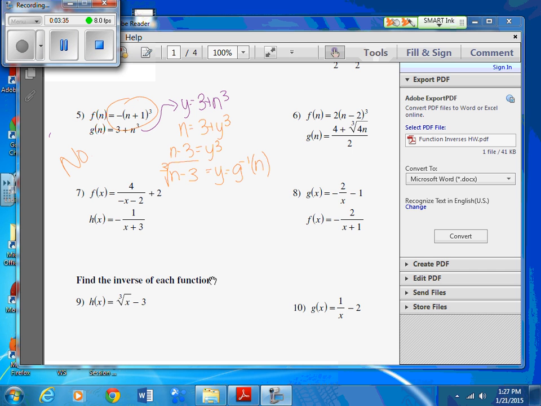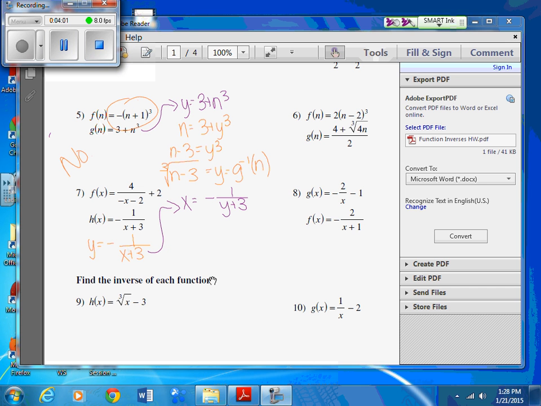For this, number 7, doesn't matter. Both of them have fractions, so both of them might be a little messy. I'll just pick h because I can. So this is y is equal to negative 1 over x plus 3. I need to switch my x and my y. So x is equal to negative 1 over y plus 3.